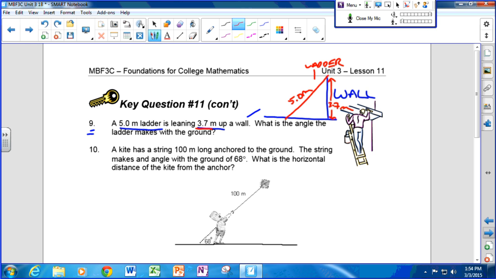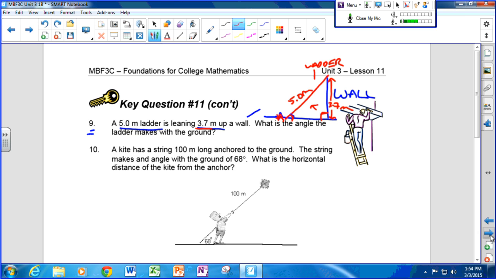Now it doesn't say that the wall is at right angle with the ground, but that's a pretty safe assumption to make. Okay, what is the angle the ladder makes with the ground? So we can call that A or whatever you want. We can call it red A, there we go. That's the angle we want right there. So what do we have? We have a hypotenuse, we have an opposite. You can figure out which one to do.